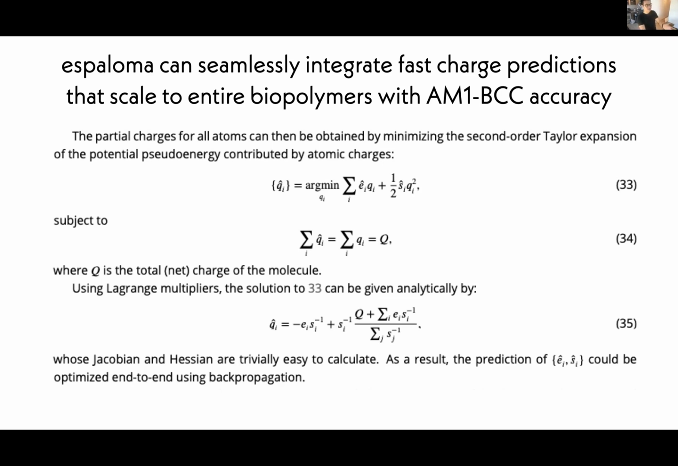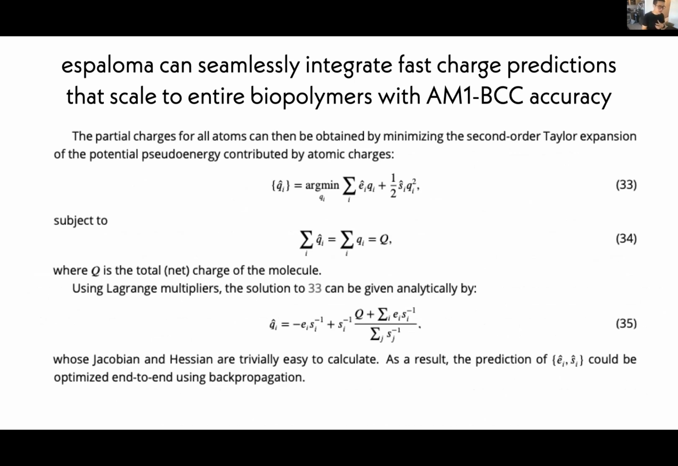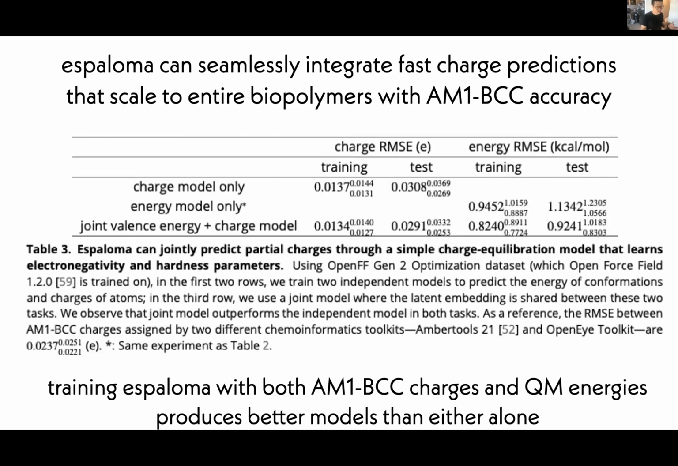So we plug this equation 35 into our Espaloma model. It's basically just saying that you need to predict two free parameters, e and s, which are the electronegativity and the hardness, and then you come up with the independent Q hats, and those are the charges. And the better thing is that if you train the charge model and the valence model jointly, then it does better on each task, meaning that there is some level of transfer learning happening inside the model. It is also worth noting that our charge RMSE is around 0.02 or 0.03 in charge units, which is comparable to the RMSE between the AmberTools toolkit assigned and OpenEye toolkit assigned AM1-BCC charges.